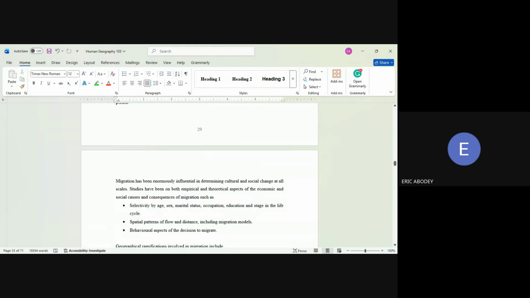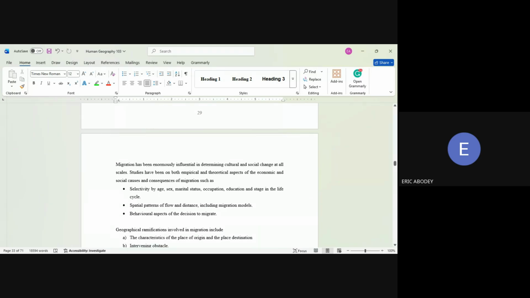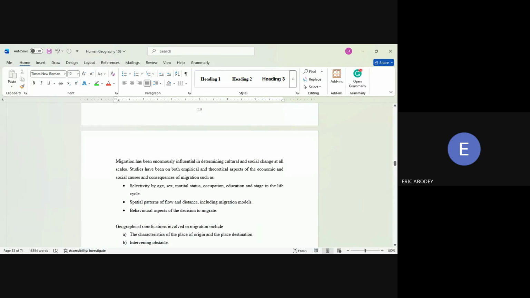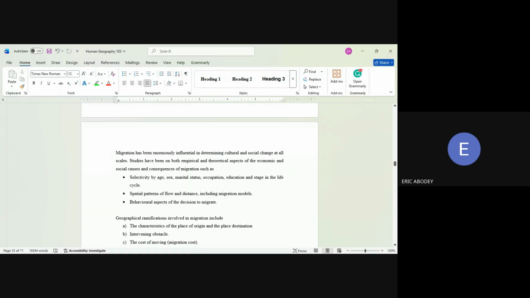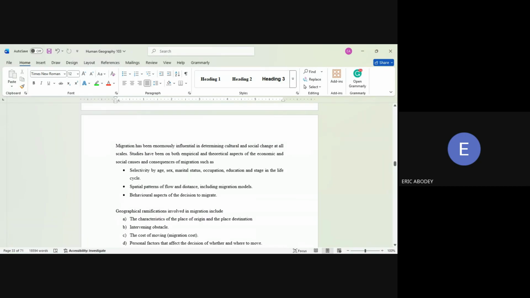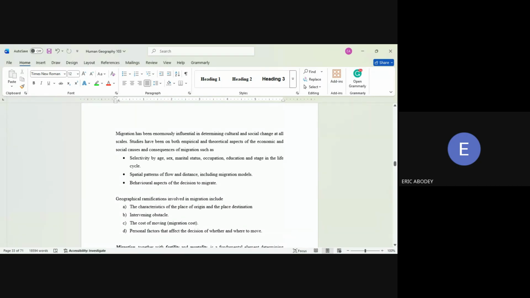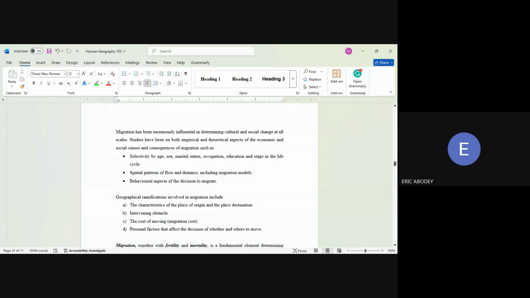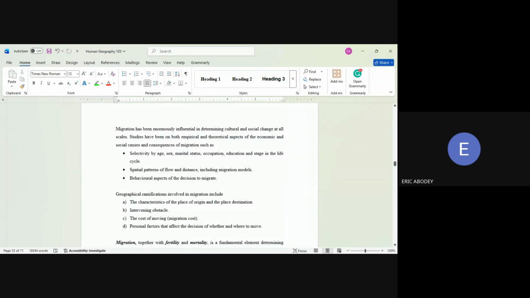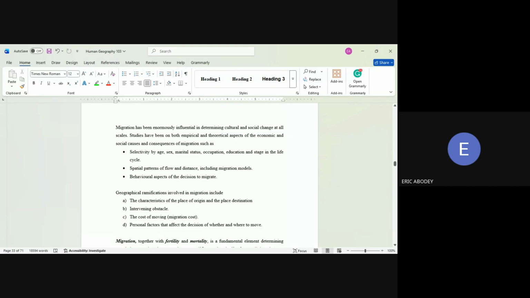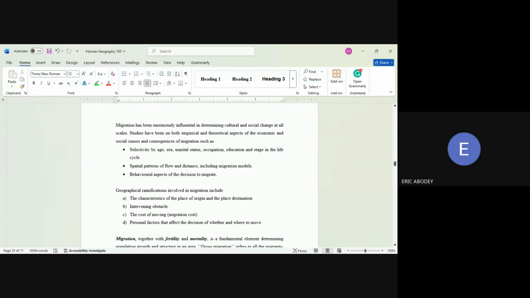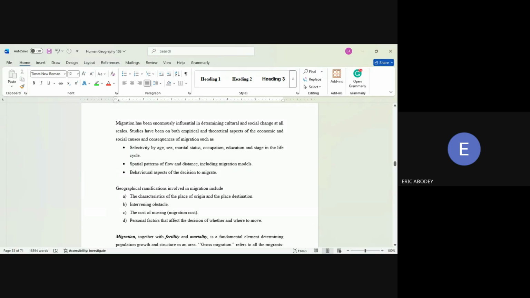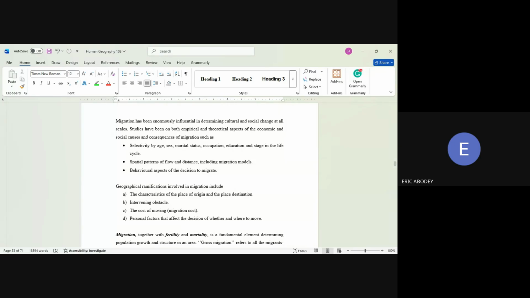So migration has been enormously influential in determining cultural and social change at all scales. Studies have been on both empirical and theoretical aspects of the economic and social causes and consequences of migration, such as selectivity by age, sex, marital status, occupation, education, and stage in the life cycle.